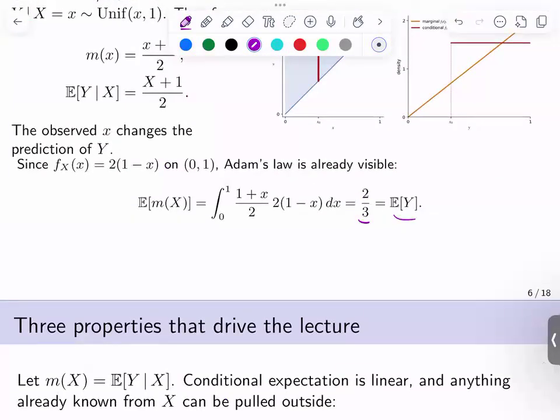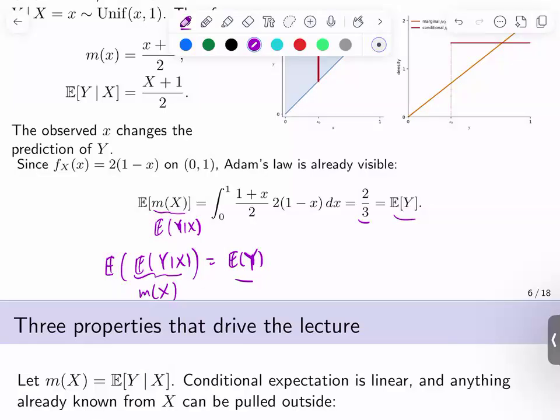Okay, and if you go back and check what the expectation of y was, it was 2/3 as well. So the interesting thing is this is not a coincidence. This is really the expectation of y given x. So we calculated this as a random variable. You can take the expectation of it. And what we showed here is that the expectation of y given x, this is a random variable, this is m of x, turns out to be the same as the expectation of y. So if you look at this conditional expectation and take the expectation again, it would be just the unconditional expectation of y.